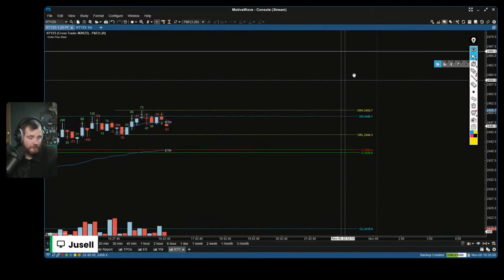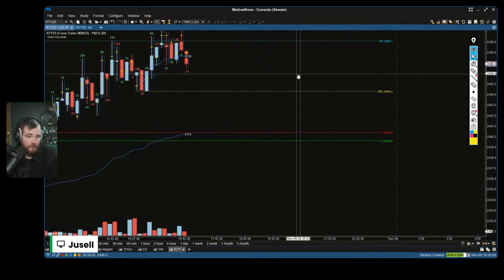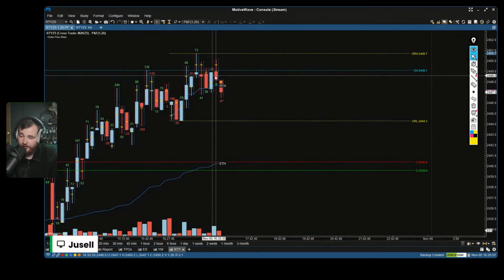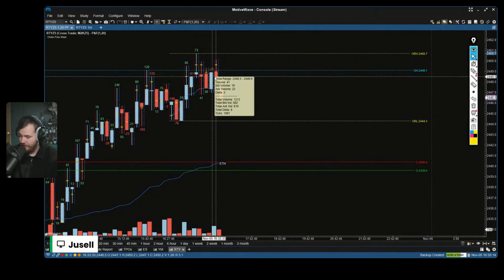This is where we have a great level as well. We had a reaction at the overnight high here. Specifically, ES is moving downwards from the previous close in the open.